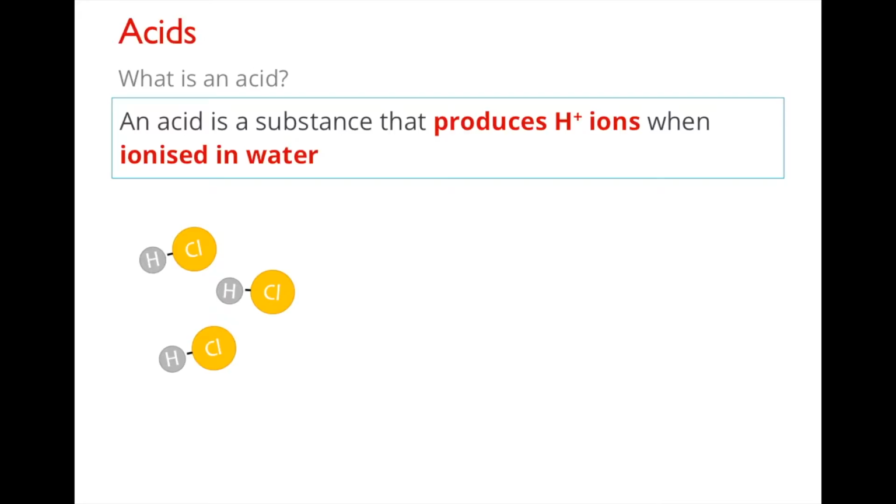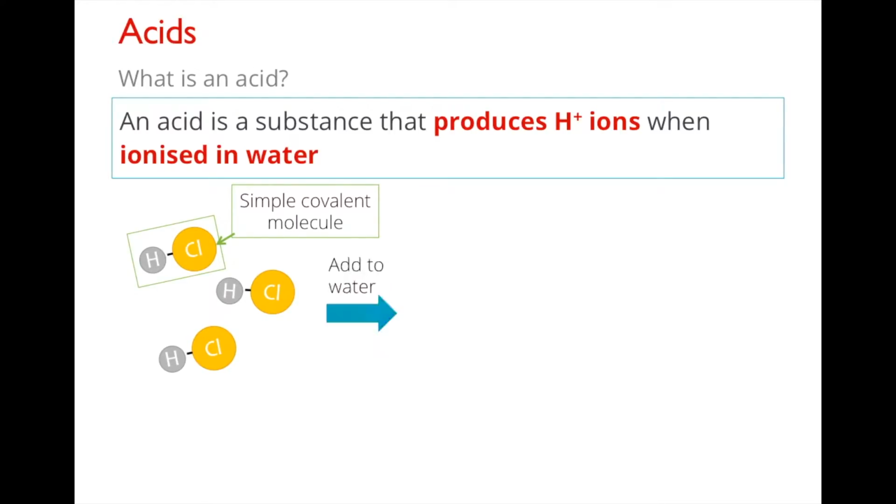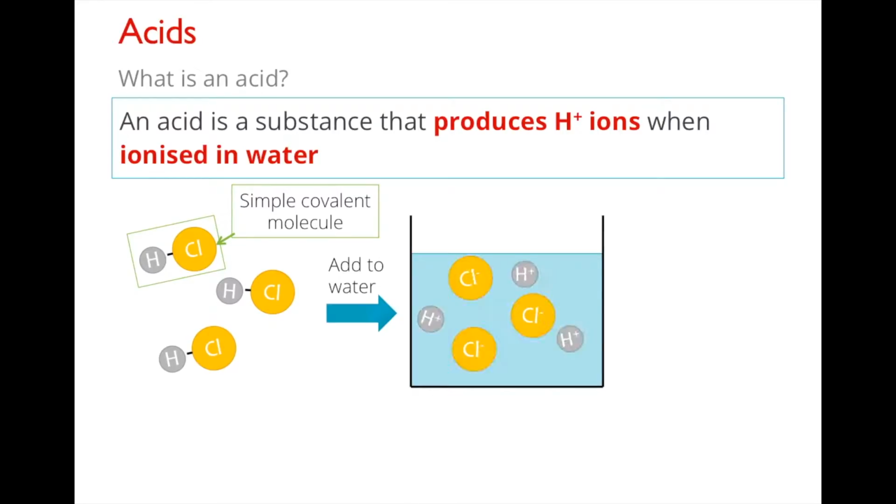So, for example, this is your HCl. It is a covalent molecule. When we add it to water, it actually ionizes. Look at it carefully. You see that it becomes Cl-, your chloride ions, and H+ ions.